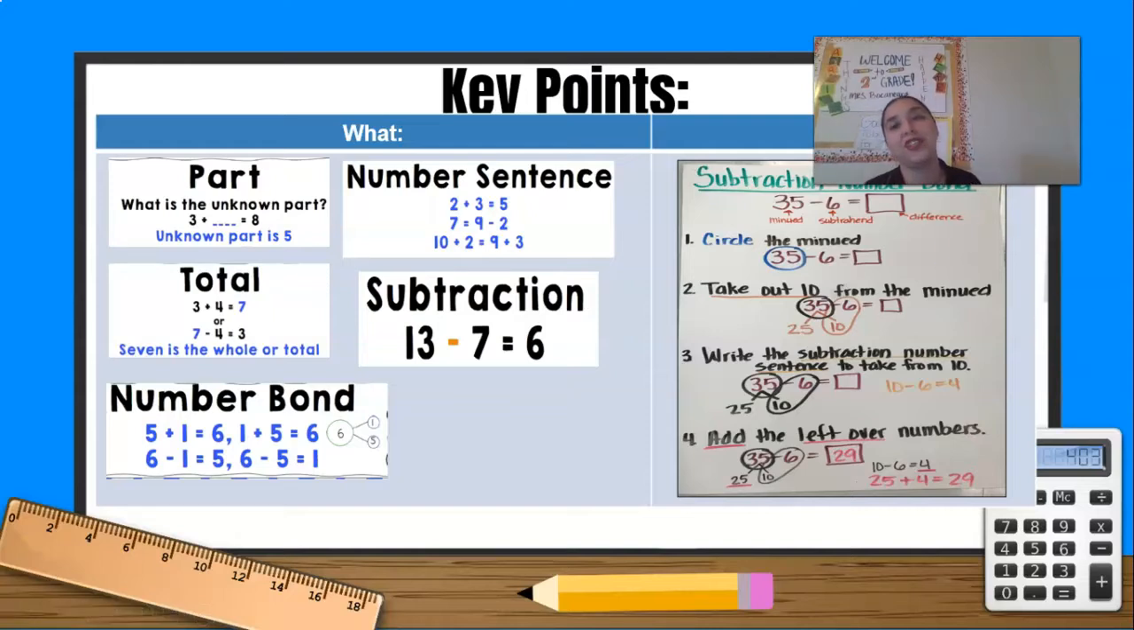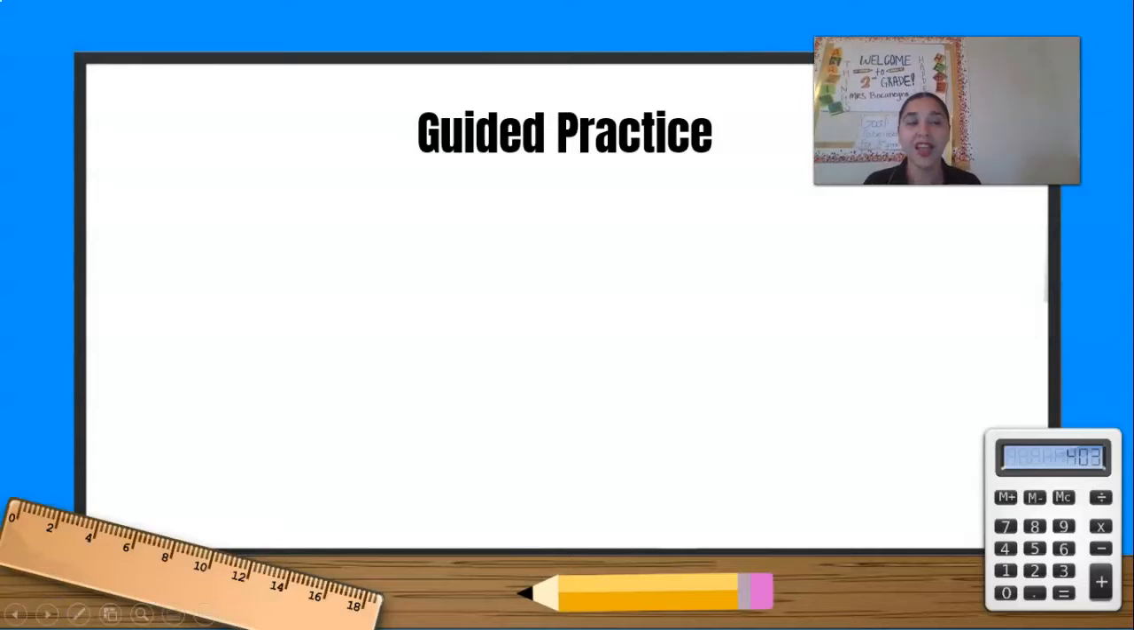Here are the steps that we take. Number 1, we circle the minuend. Number 2, we take out 10. Number 3, we write the subtraction number sentence. And number 4, we have the leftover numbers. You should already know all the steps because we've been practicing the past 3 days. So I know you're good at it and you're amazing. Now let's go and practice.